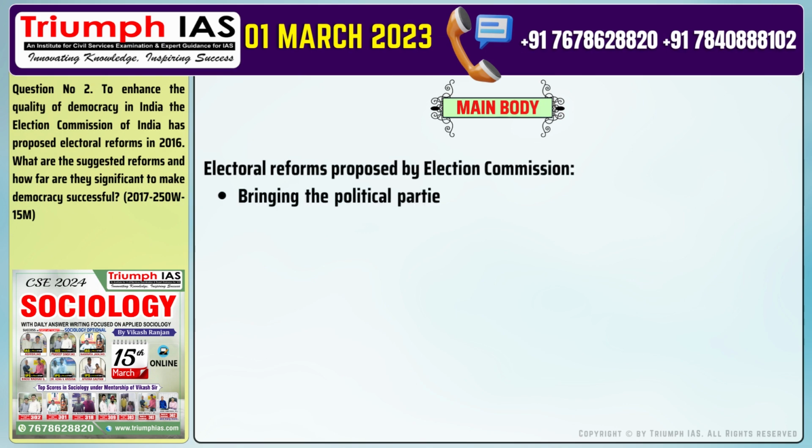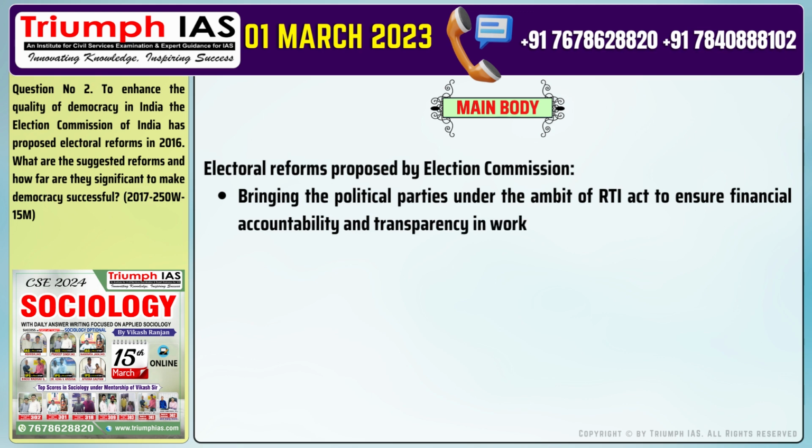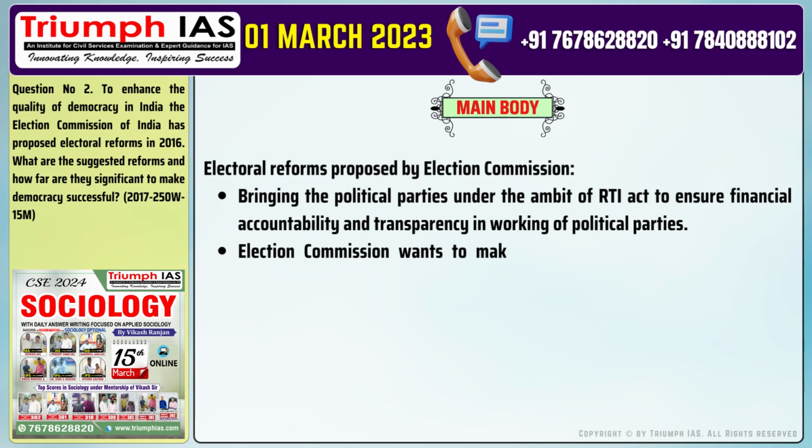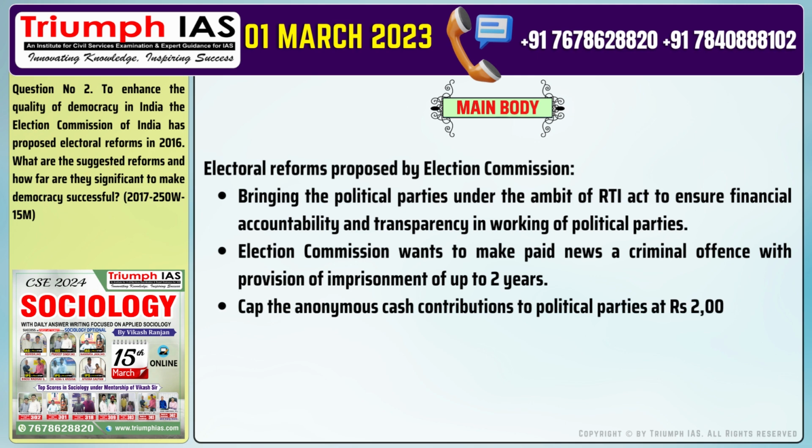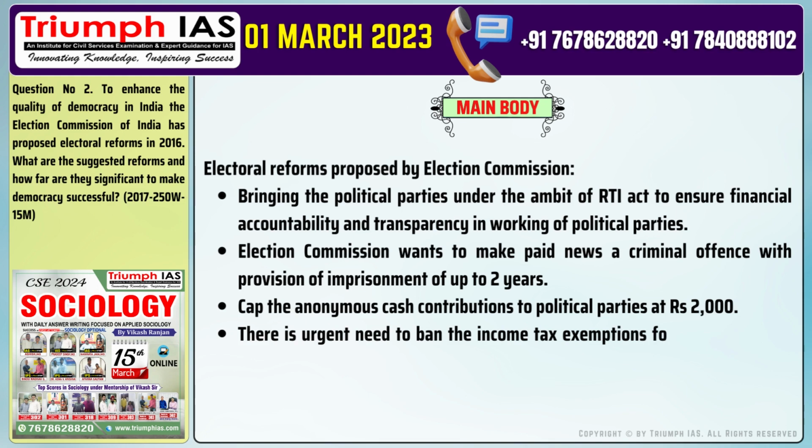Number 1. Bringing the political parties under the ambit of RTI Act to ensure financial accountability and transparency in working of political parties. Number 2. Election Commission wants to make paid news a criminal offence with provision of imprisonment of up to 2 years. Number 3. Cap the anonymous cash contributions to political parties at 2,000 rupees. Number 4. There is urgent need to ban the income tax exemptions for political parties that do not contest elections.